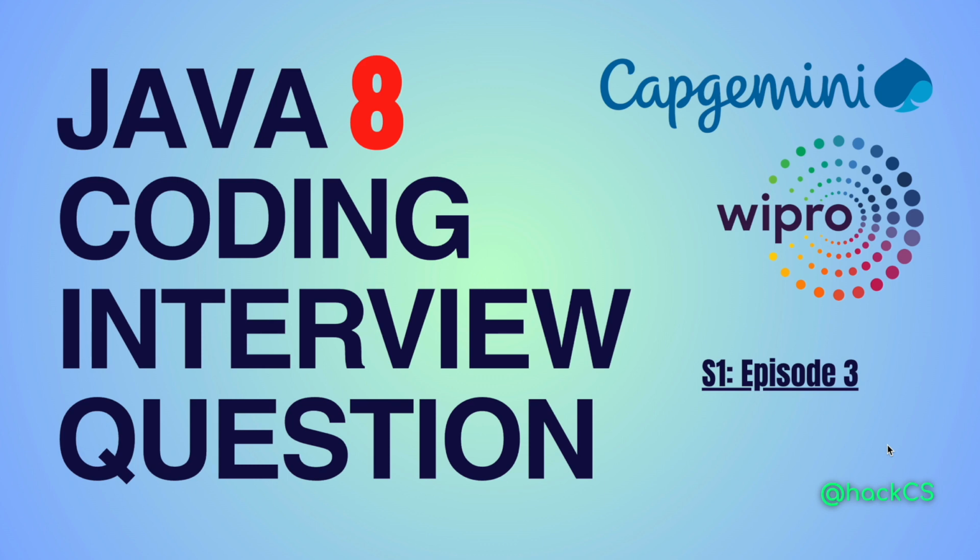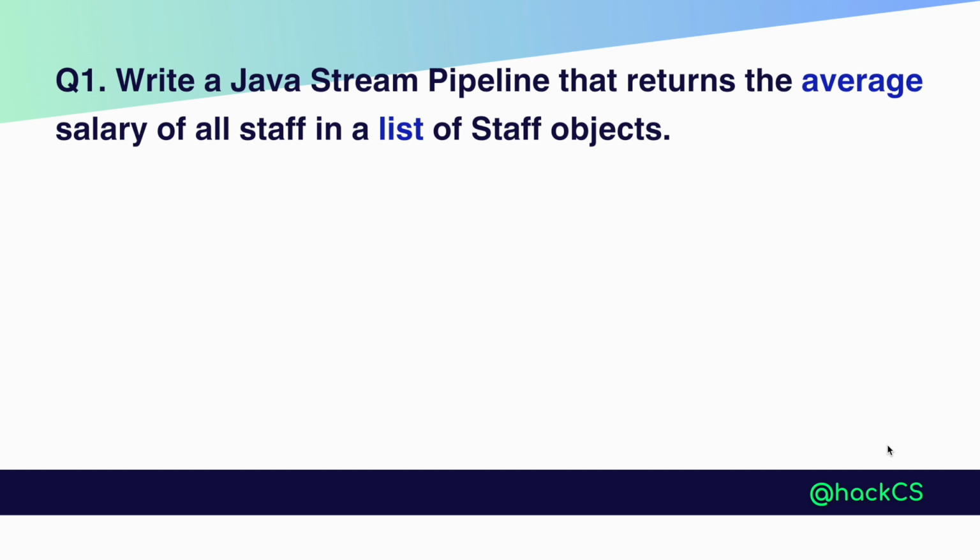Welcome back. We are going to solve another Java 8 coding interview question. We need to write a Java stream pipeline that returns the average salary of the staff in a list of staff objects. So here we have two keywords. One is average, another is list of objects. We need to find the average of a salary.